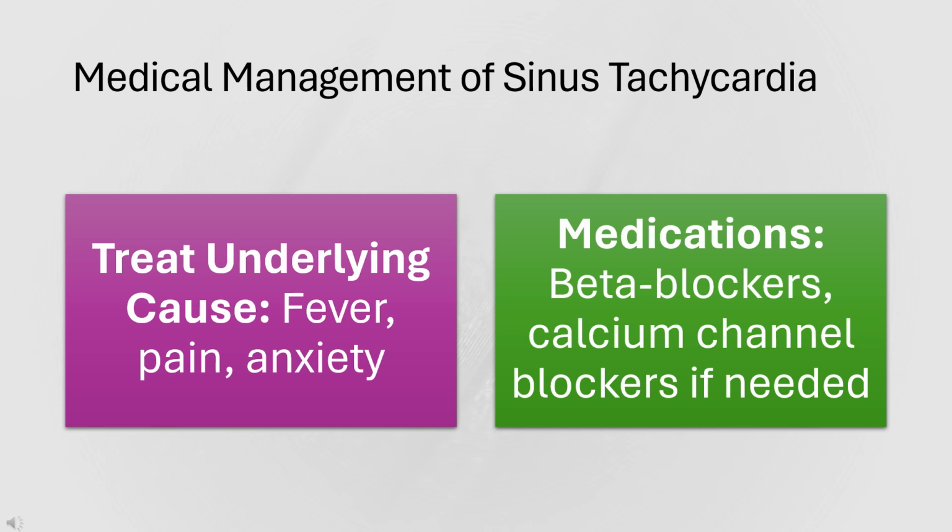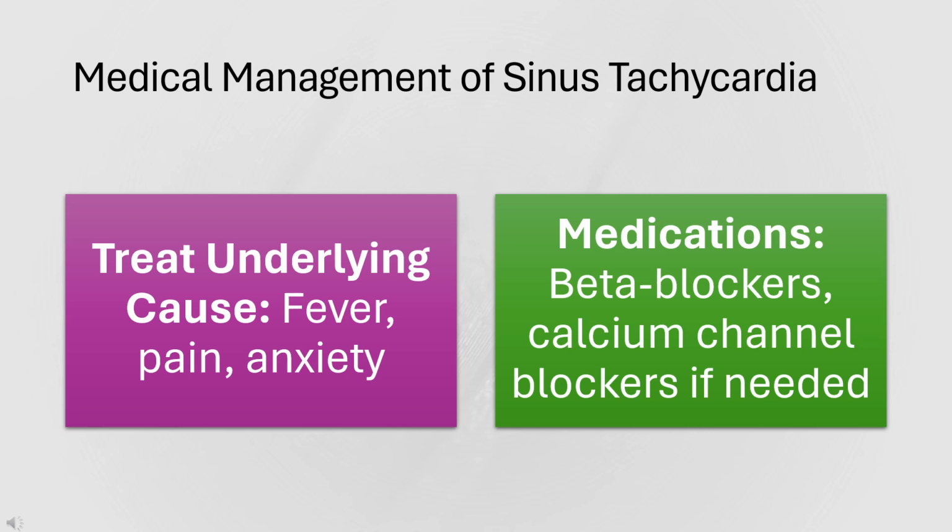These medications work by blocking the beta adrenergic receptors in the heart, reducing the effects of adrenaline and slowing the heart rate. Beta blockers are particularly useful in patients with coexisting conditions like hypertension, ischemic heart disease, or anxiety. It's important to monitor for side effects such as bradycardia, hypotension, and fatigue, and to titrate the dose appropriately.